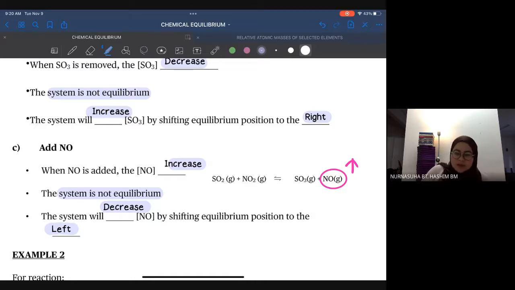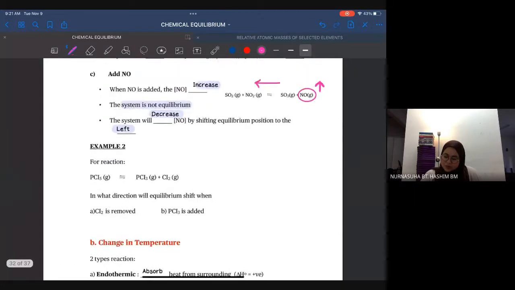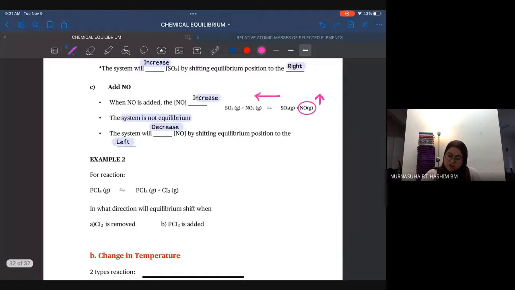Okay, dia akan untuk kes ni, kita akan kurangkan concentration of NO2. So macam mana nak kurangkan concentration of NO2? Kita bagi sebelah kiri. Okay, you try do on your own. For example, 12. So kita discuss masa third hour nanti ya.